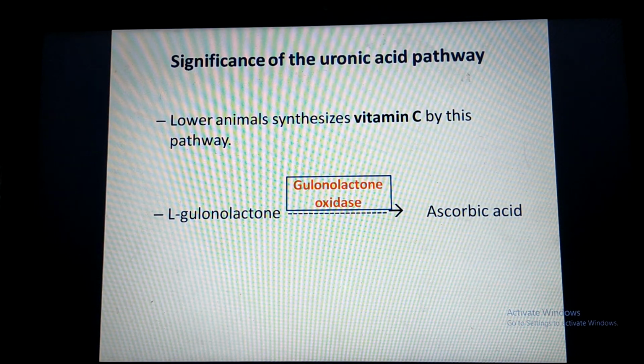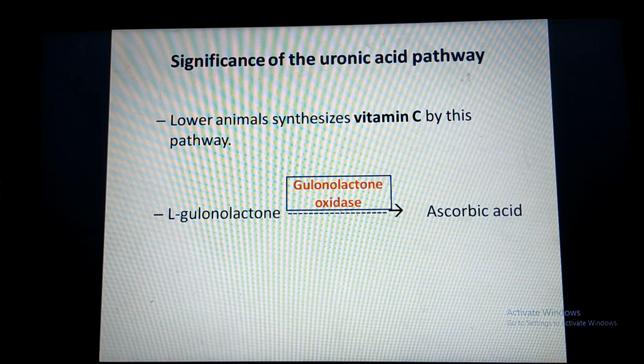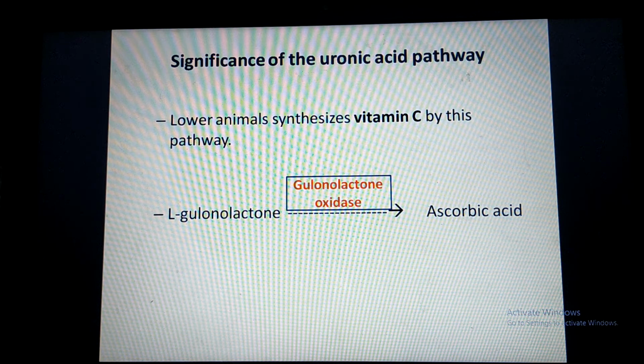In some lower animals, vitamin C is synthesized with the help of uronic acid pathway. But in mammals, this step, the conversion of L-gulonolactone into ascorbic acid, does not take place because of absence of enzyme gulonolactone oxidase. This may be asked in MCQ. Why do mammals not synthesize ascorbic acid? So the reason is the enzyme gulonolactone oxidase is absent in mammals, therefore vitamin C is not synthesized.